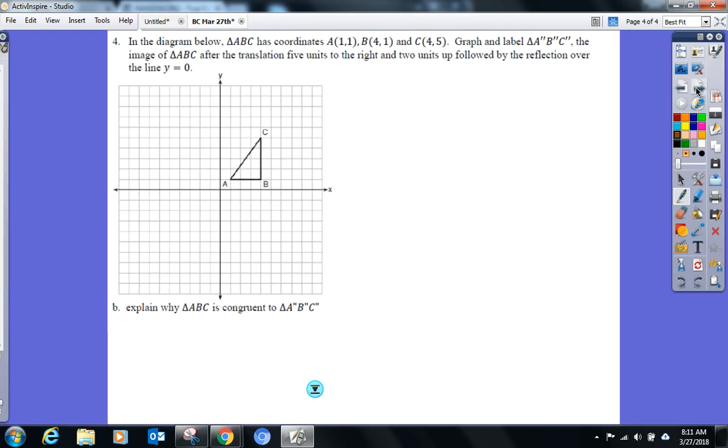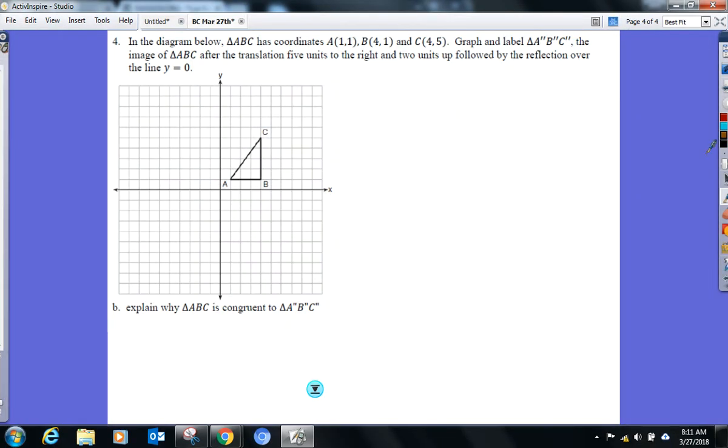Ooh, no blanks here. Sorry, everybody. No blanks. Let's focus on part A first before we get to part B, which is explaining why they're congruent. We're going to do triangle double primes, A double prime, B double prime, C double prime. How do I get to that triangle? It's the image of ABC after a translation 5 units to the right and 2 units up. From there, it's a reflection over the line y equals 0. Hold on. Y equals 0. It's got to be what type of line? Horizontal. And if it's horizontal through 0, another name for it would be the x-axis.